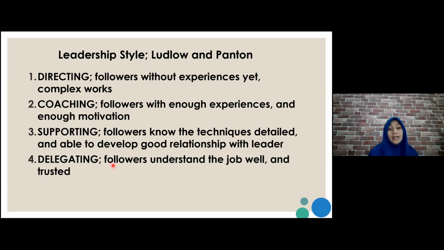The delegating leadership style is for followers who understand the job well and are trusted. If your worker has become an expert on the job and is trusted, then delegate him to represent you yourself. For example, in handling the meeting, without you as a manager, the meeting can still run well. So you delegate one of your workers to handle the meeting, okay?